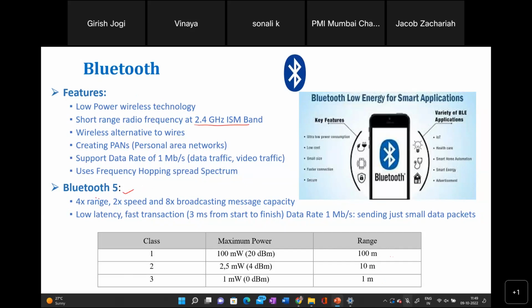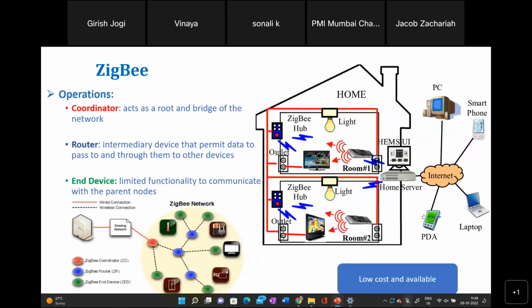With Bluetooth 5, we are expecting more range, more speed, and messaging capability. At present, Bluetooth 4 is used in almost all the phones. Then Zigbee, as I said, is a technology developed for home automation kind of application. Z-Wave is also one of the technologies used for home automation kind of application, where you have a coordinator, a router, and an end device. A coordinator acts as the root or bridge of the network. A simple home automation application can be seen here.